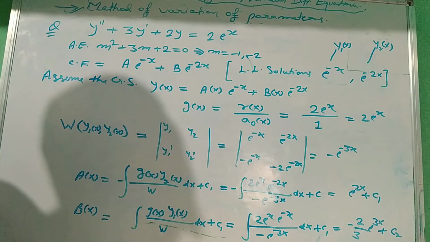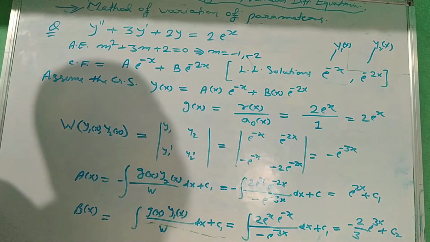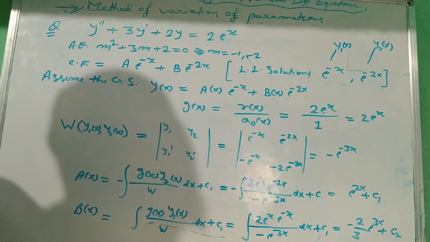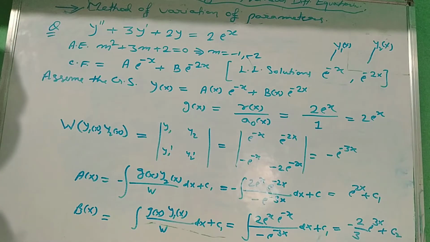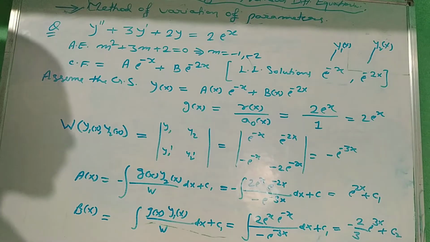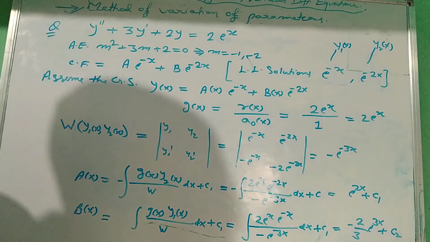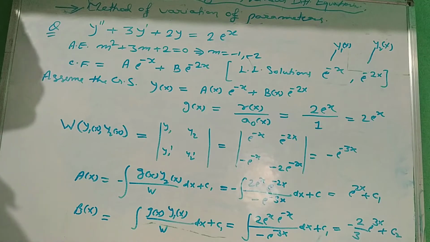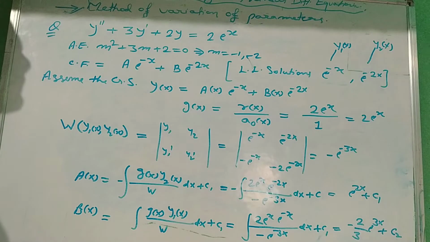The process of method of variation of parameter in our previous lecture. Now in this lecture we will solve an example using the variation of parameter. Okay, we already learned about the variation of parameter, and we know that the variation of parameter method is a method in which we can directly find the general solution of a non-homogeneous differential equation without finding the particular integral.